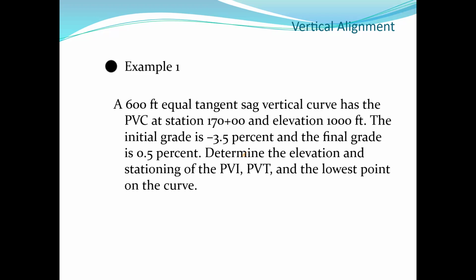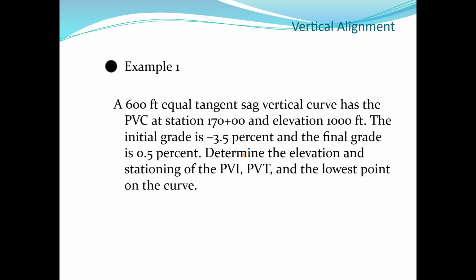What I've done is put the values for A, B, and C in my equation, and now I'm ready to solve it. My question to you is, the first thing they're asking is to determine the elevation and stationing of PVI. So let's worry about the elevation first. If I want to find the elevation of PVI, what do I do?